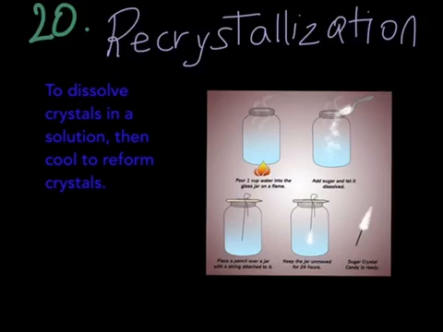Okay, recrystallization. It sounds like a really big word. It's a really, really simple concept. Here's how it works. First off, you have a liquid. You dissolve crystals into that liquid. And then you cool that down to evaporate the liquid and form more crystals. So another example of that is the rock candy, like you see in the picture. You pour a cup of water into a jar. You heat up the water. You add sugar until it dissolves. And then you let it dry and some of the water evaporates and the sugar becomes crystals again.